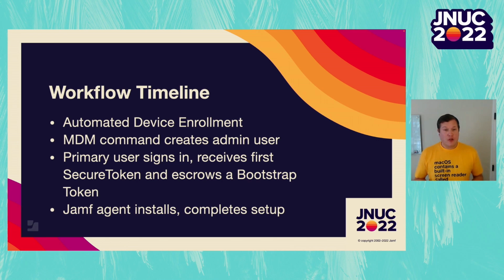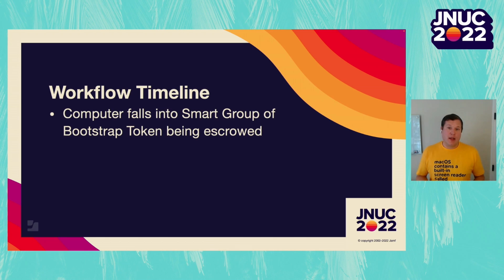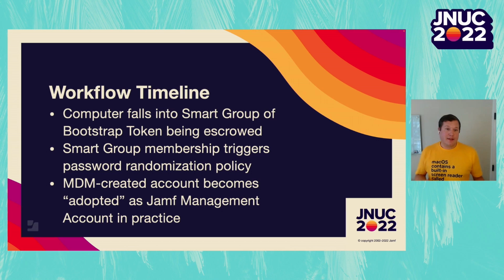And then the Jamf agent will install after that, and then it tries to set that management account that was already created. And that's no problem that it's already there, but that's going to complete setup and finish your enrollment workflow. And when it comes to executing that action to randomize, your computer is going to fall into the smart group with that bootstrap token escrow criteria that you set. That membership is going to trigger that password randomization policy. And then finally, that MDM created account becomes adopted by the management account.